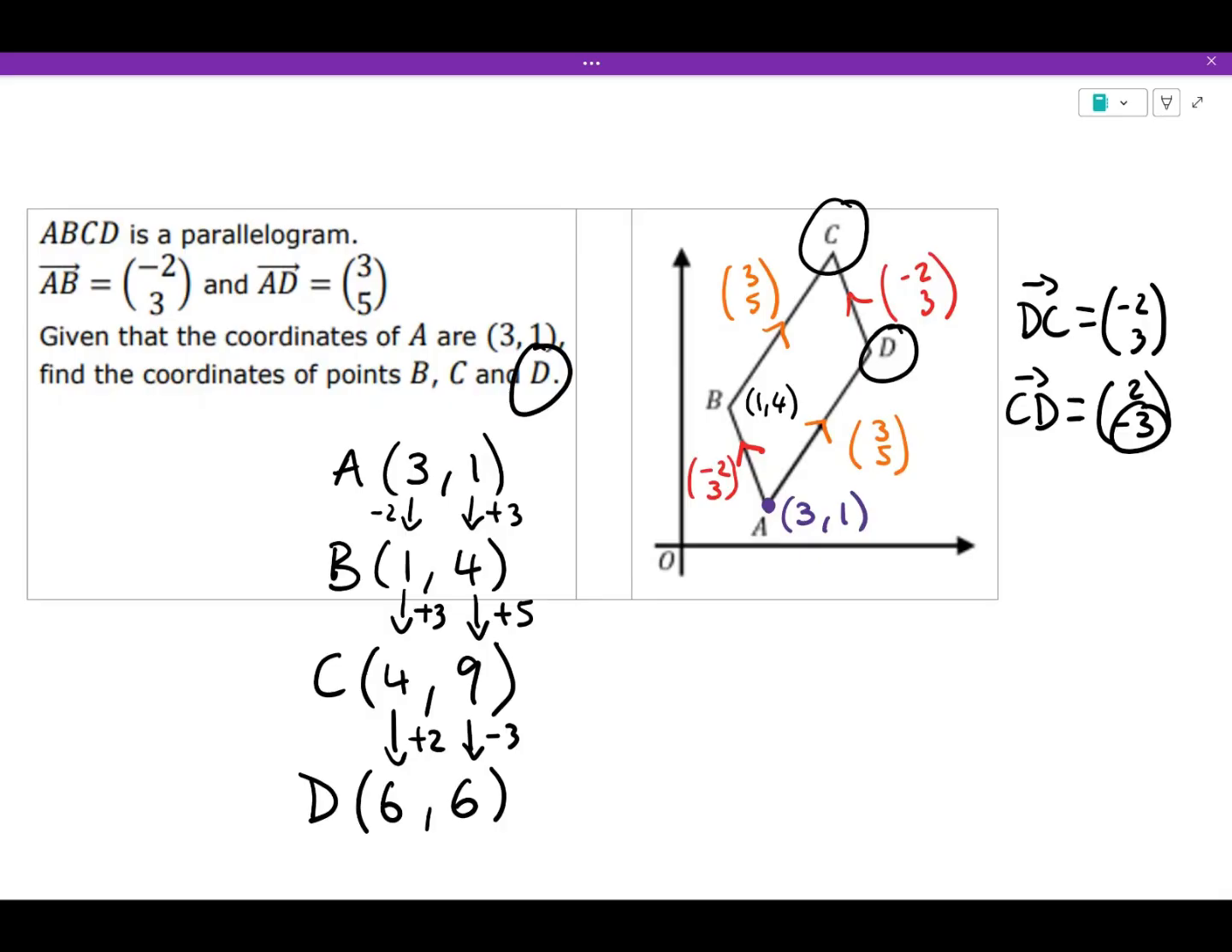Now, an alternative way to do the point D would be to use the point A and then add on the vector 3, 5, which is the vector from A to D, and you should still get the same answer, because if you do the 3 plus the 3, you get 6. If you do the 1 here plus the 5, you also get 6, which is the same as what I ended up with.